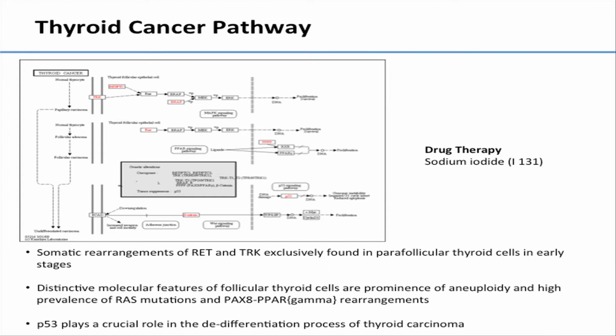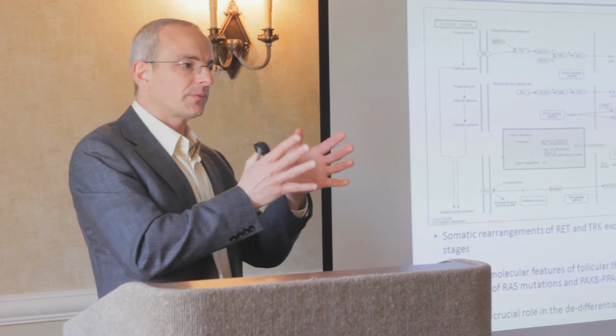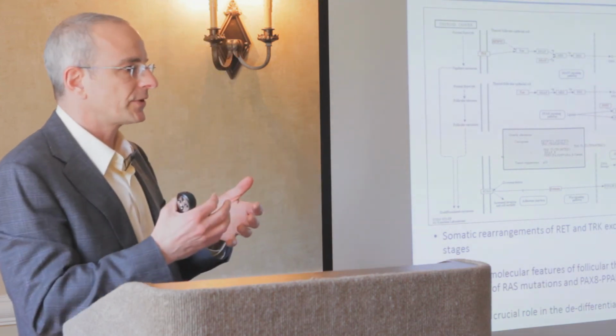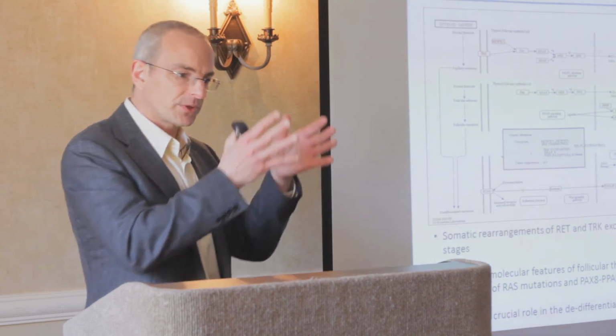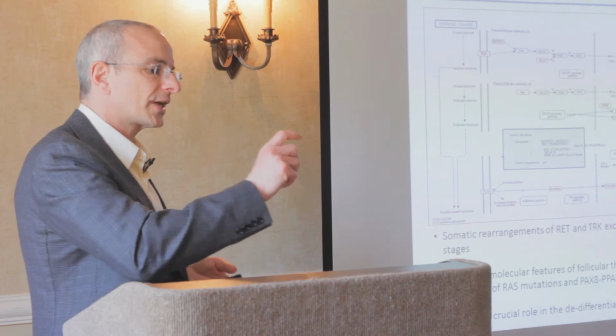The distinctive molecular features then, it really is to do with aneuploidy and high prevalence of the RAS mutation. So aneuploidy, if you recall, is chunks of the chromosome being copied over, so you've got more than 2 copies now. So you've got 3 copies. So think of Down syndrome. If you hear aneuploidy, Down syndrome is 3 full 21 chromosomes. In this case, it could be just sections of chromosomes.